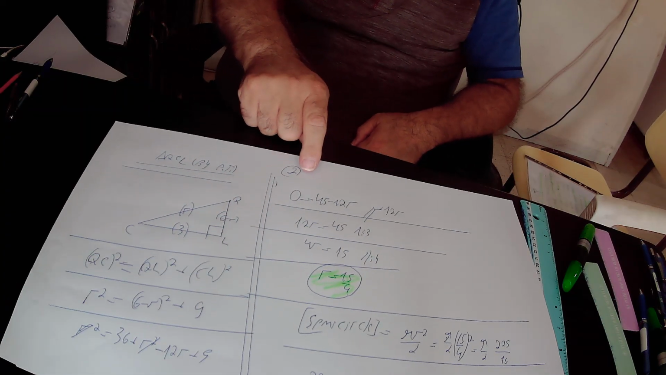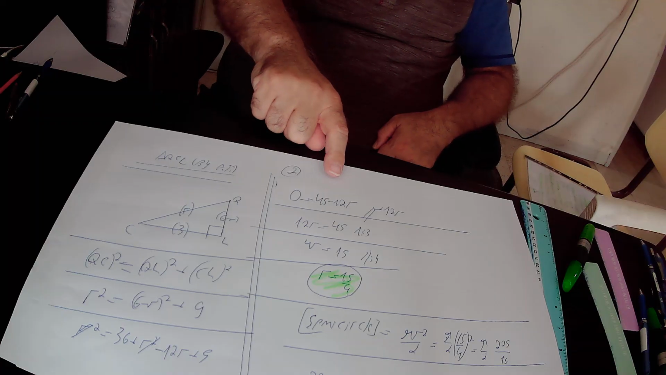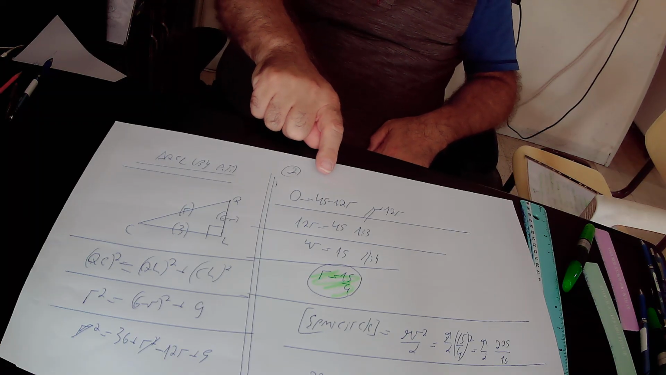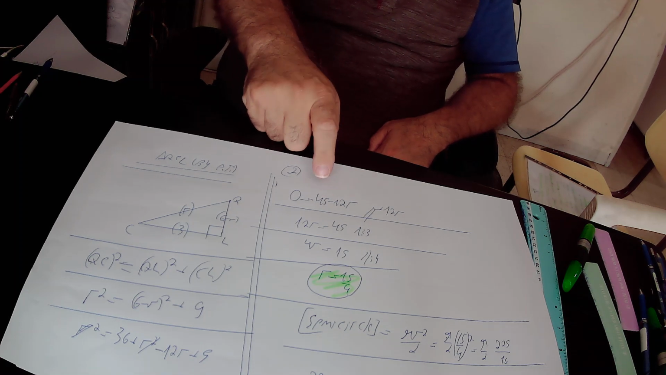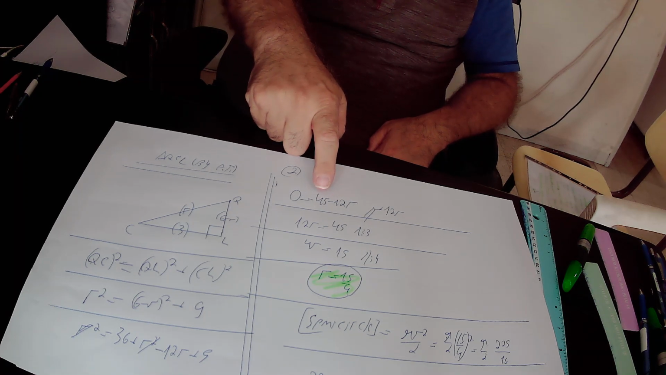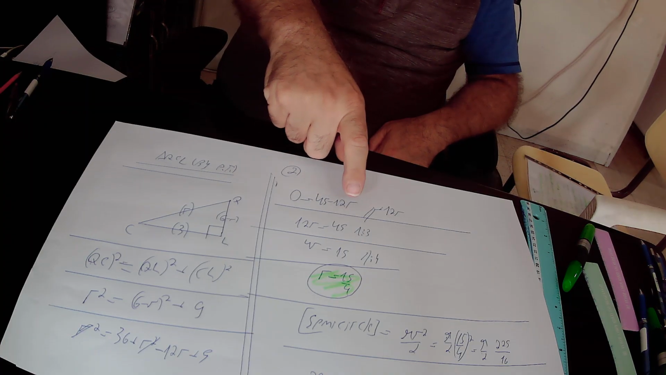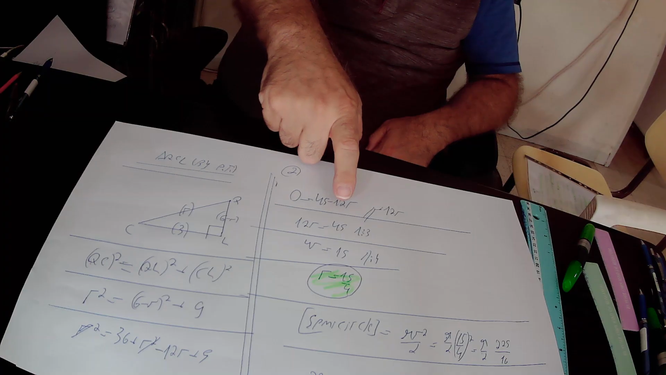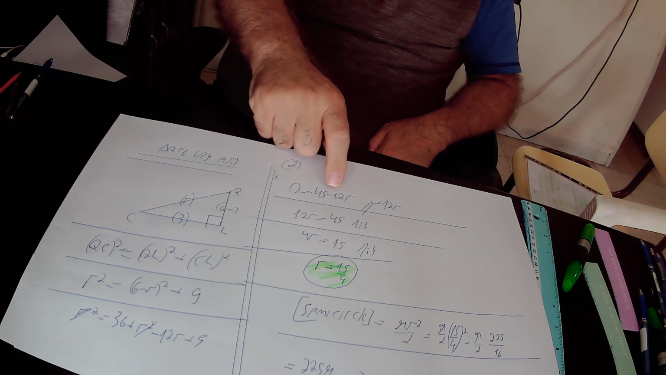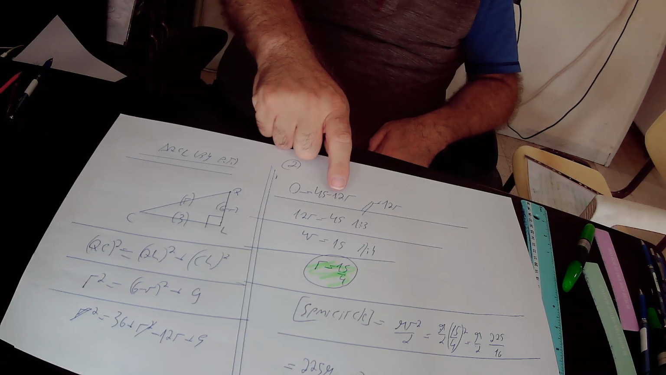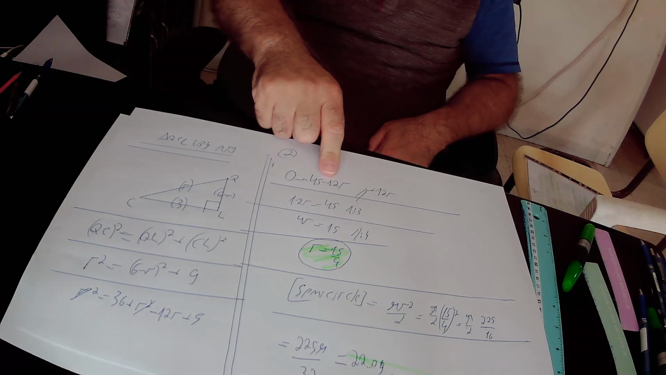Now 0 equals 45 minus 12R, so 12R equals 45. Here we divide this equation by 3: 12R over 3 is 4R, and 45 over 3 is 15. So in total 4R equals 15. Here we divide the equation by 4, and we find that the radius R of the semicircle equals 15 over 4 units in length.